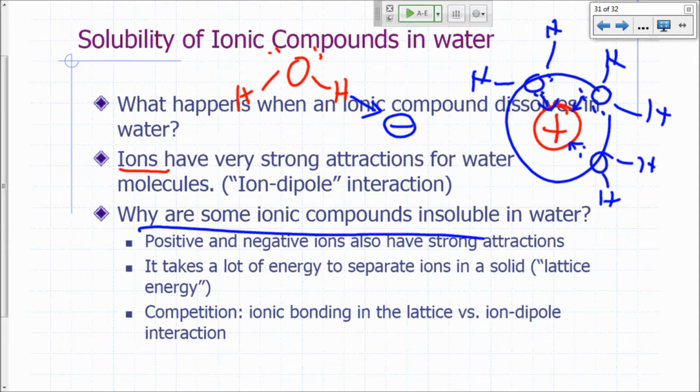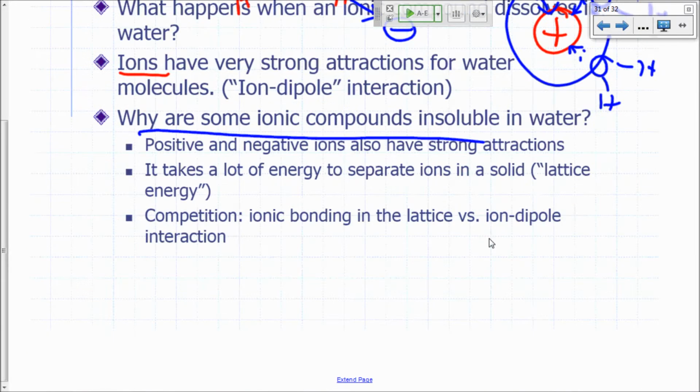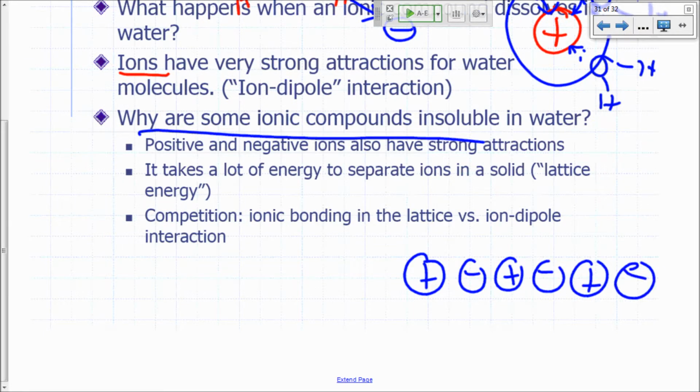There are some ionic compounds, or a lot of ionic compounds, in fact, that are not soluble in water. Why is that? Well, although the ions interact strongly with water molecules, in some cases, since the positive and the negative ions attract each other anyway, the attractions among them are so strong that they'd rather be by themselves. So remember, in an ionic compound, what do you have? You have positives and negatives right next to each other, right? There are very strong attractions holding those ions together in the solid.